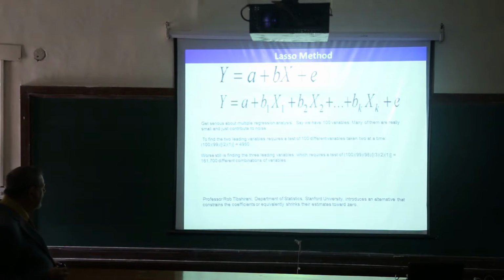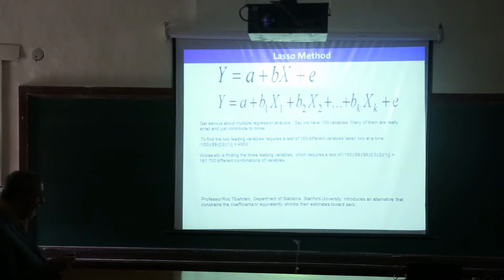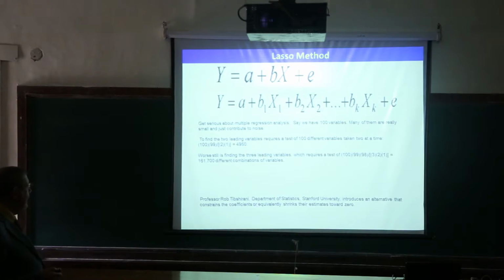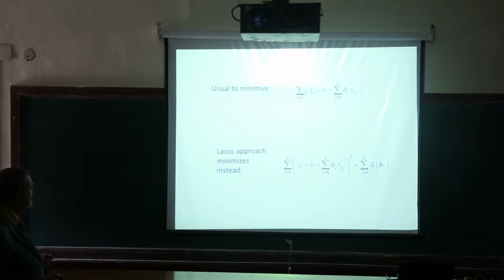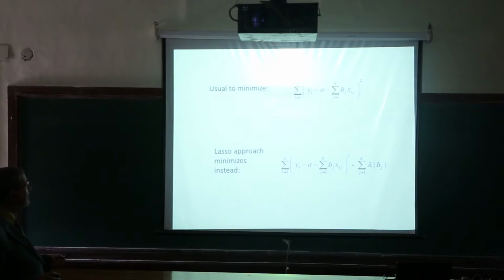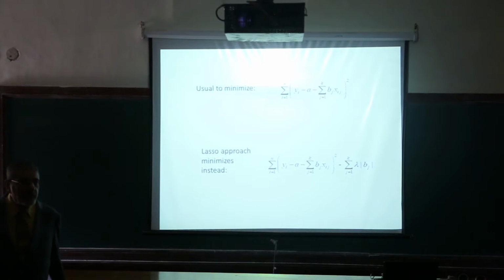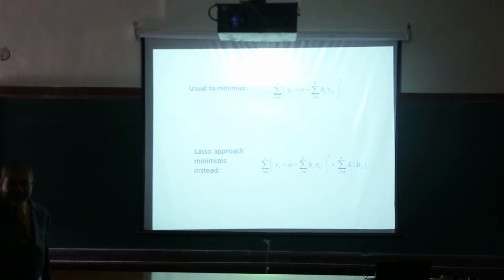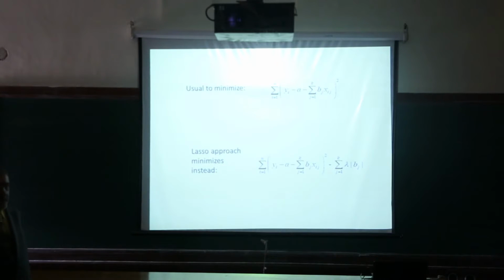And instead, this man, Rob Tibshirani, invented a technique called lasso, okay? And he introduced an alternative that constrains the coefficients or equivalently shrinks their estimates towards zero. And it is usual to minimize this type of expression in least squares analysis. Hopefully, many of you have done least squares, seen least squares? One person? More. Okay, very important to learn about this in terms of analyzing data.